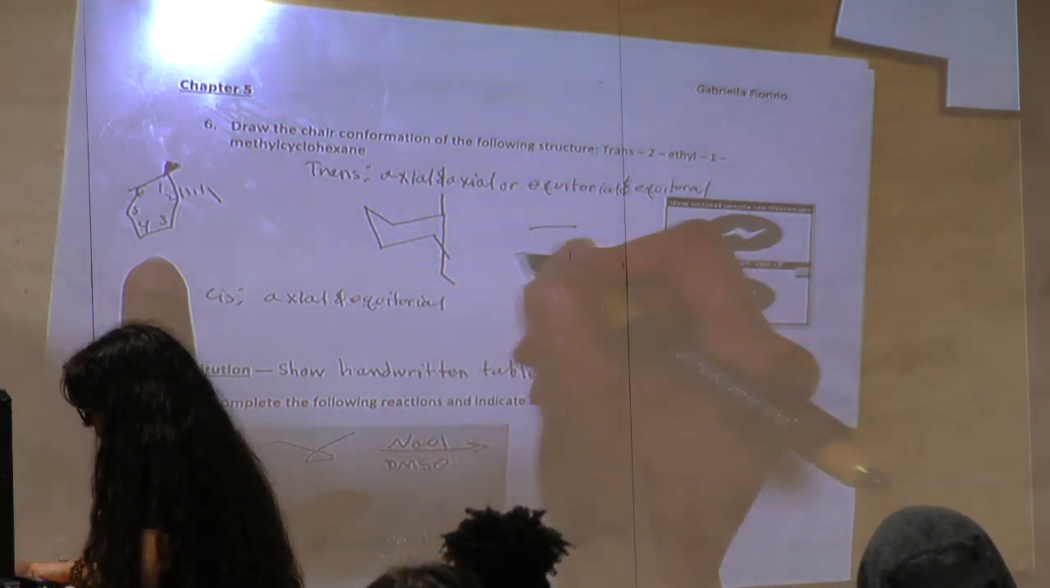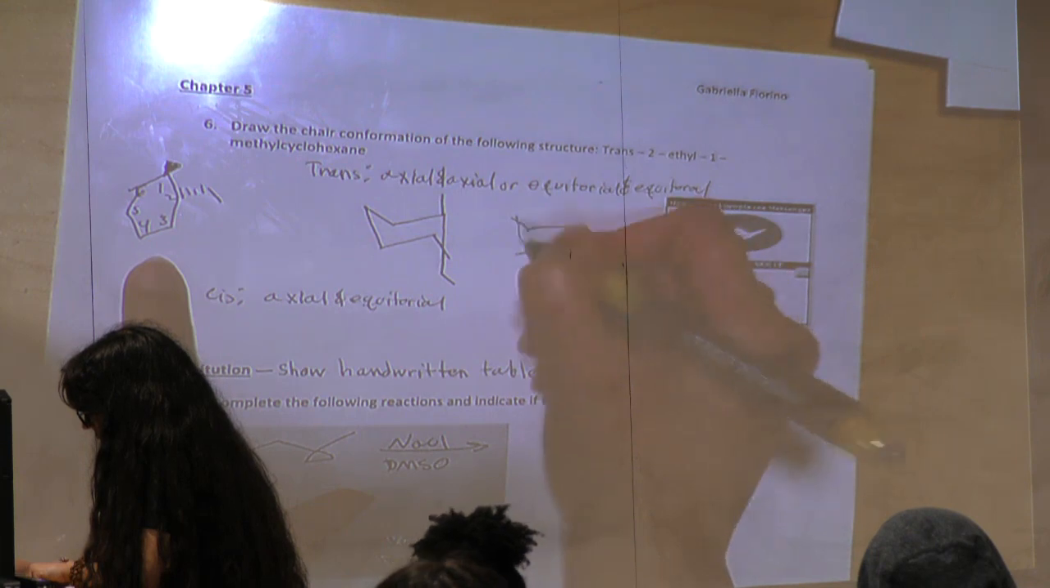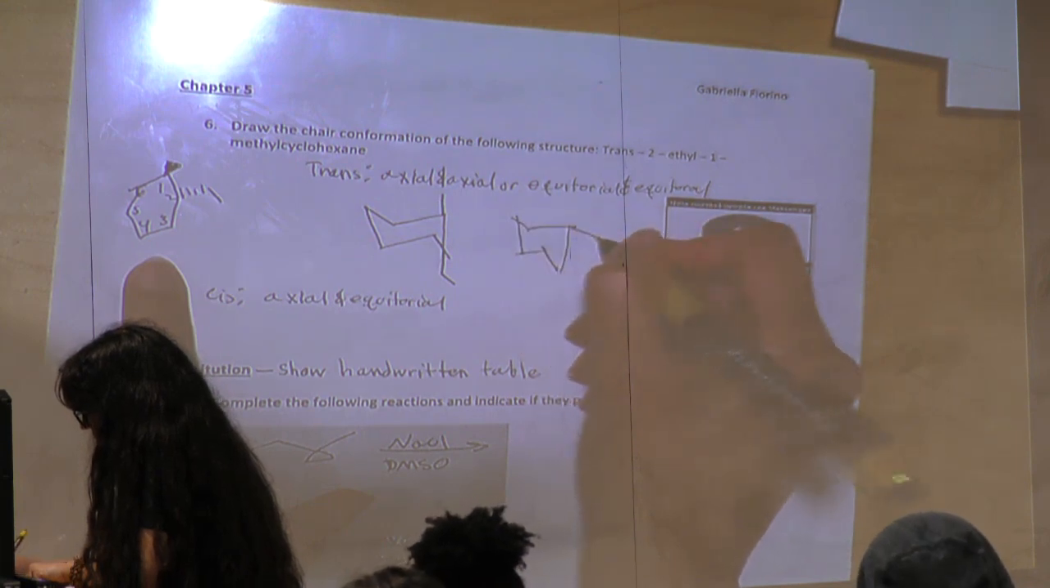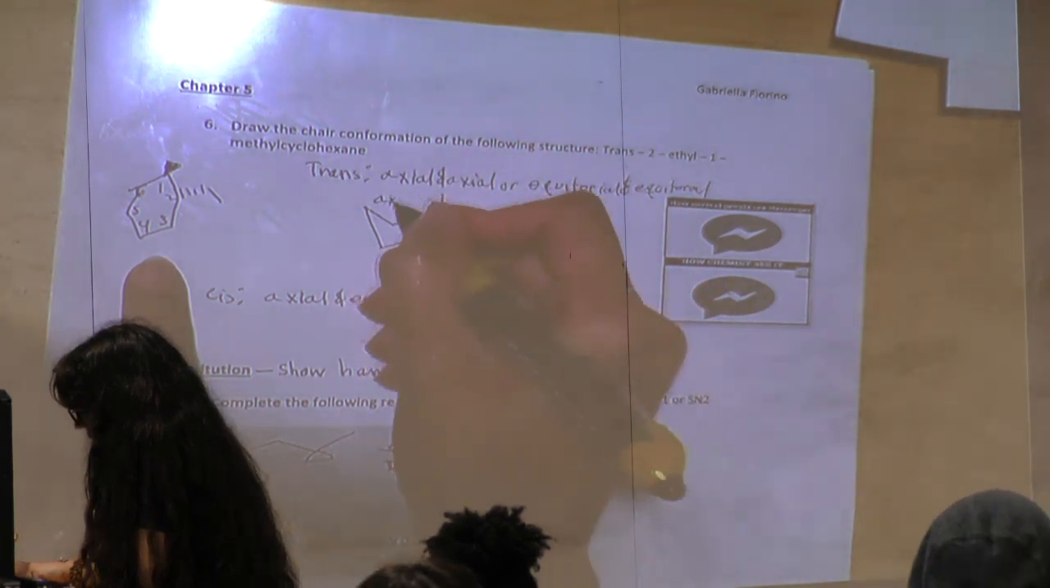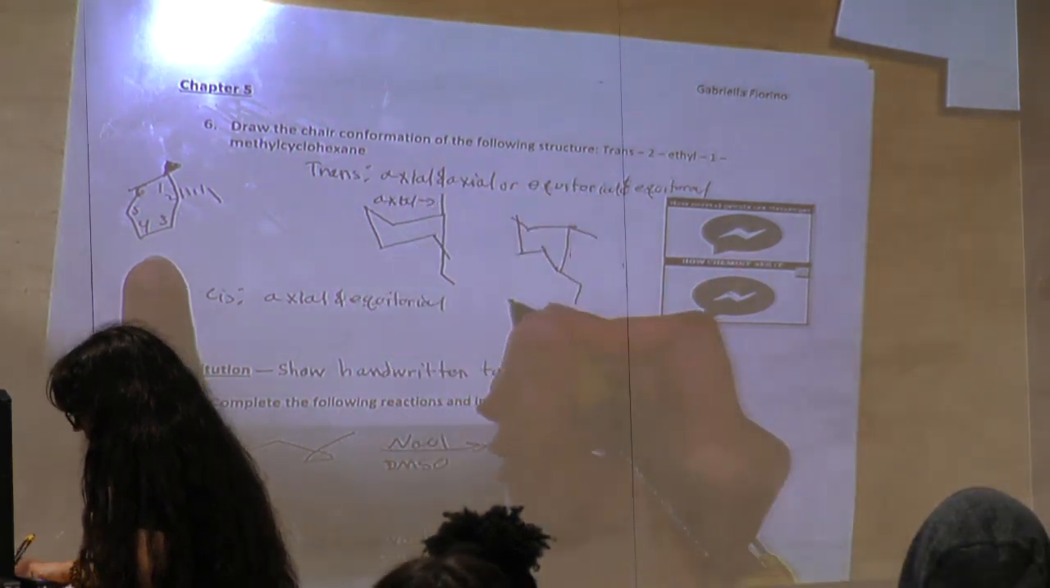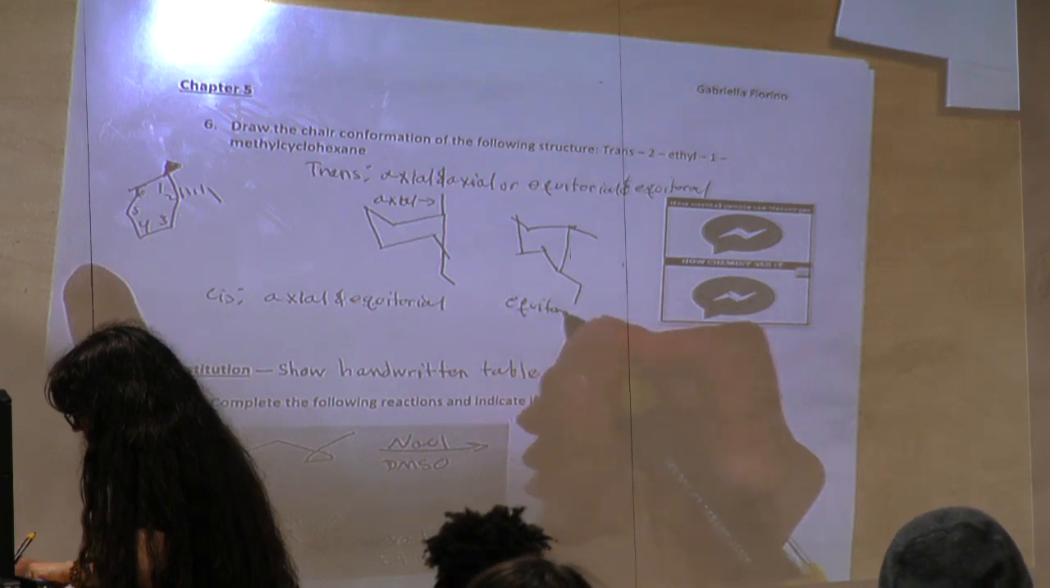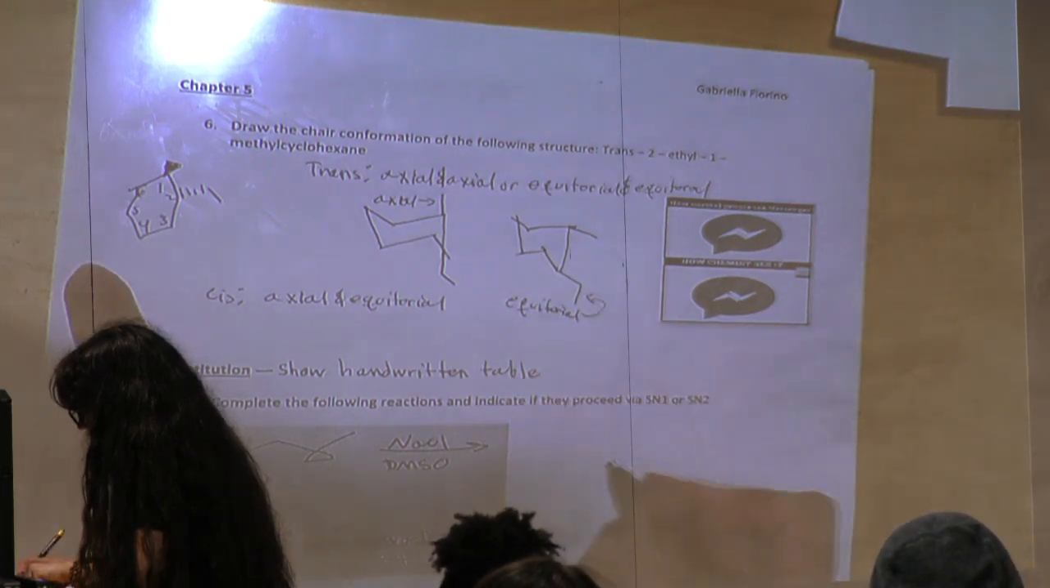If I had done it equatorial, it would have looked something like this. So axial is pointing straight up, whereas equatorial is on an angle.